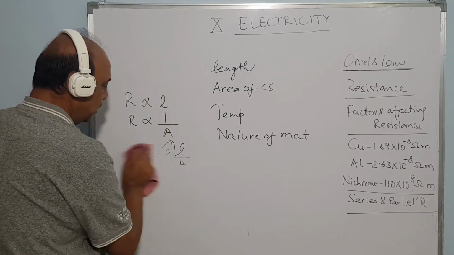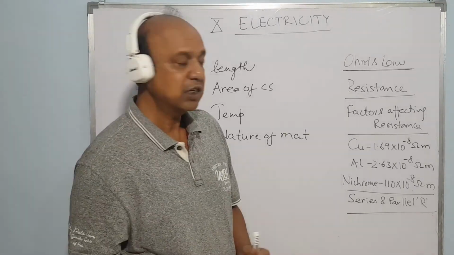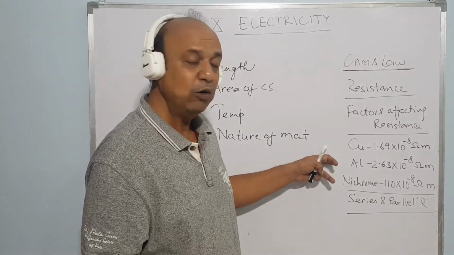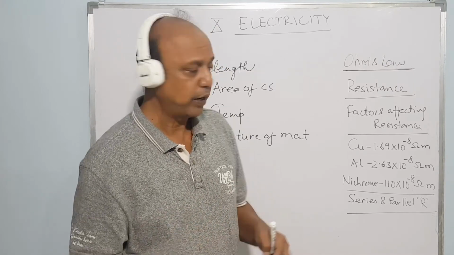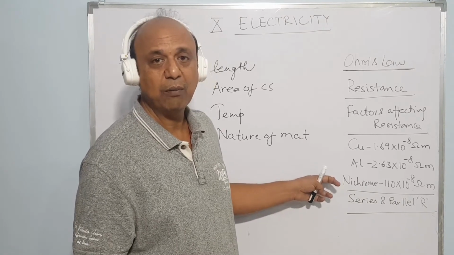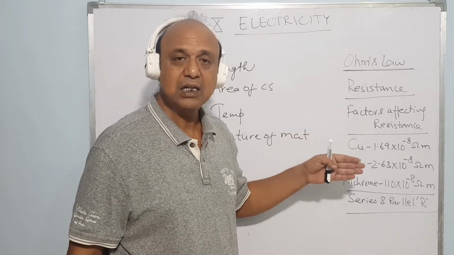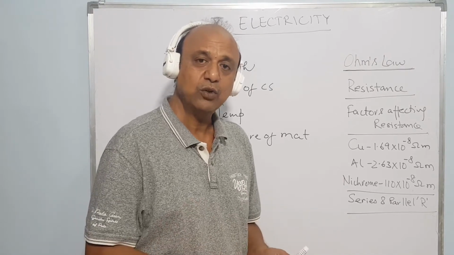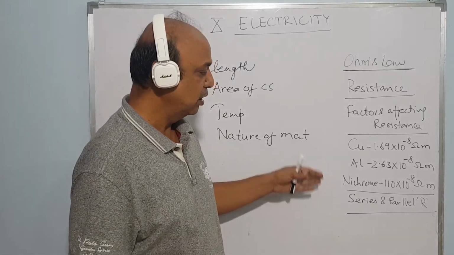I have given a few values of specific resistance: copper 1.69 into 10 to the power minus 8 ohm meter, aluminium is 2.63, which we are generally using in our houses for domestic wiring. Nichrome is very high, 110 into 10 to the power minus 8 ohm meter. Generally, it is seen that metals' resistivity is low compared to alloys. That's why we are using alloys for heating purpose. We will come down to it in the future lectures.